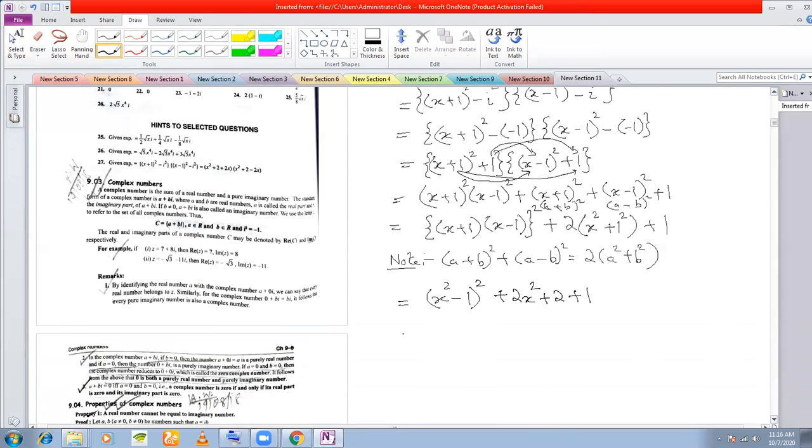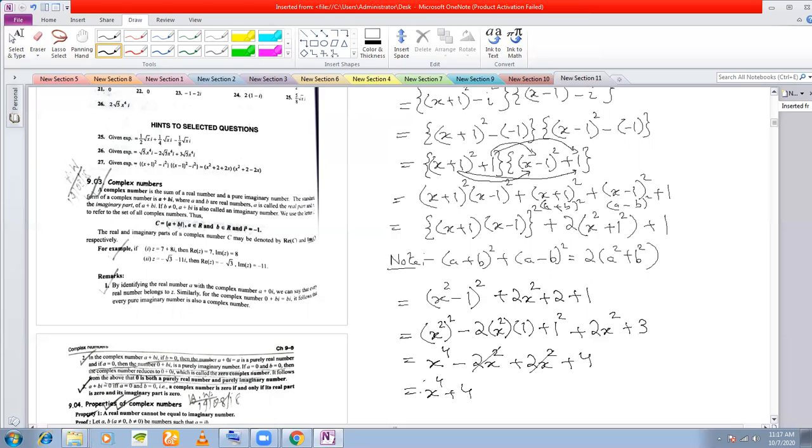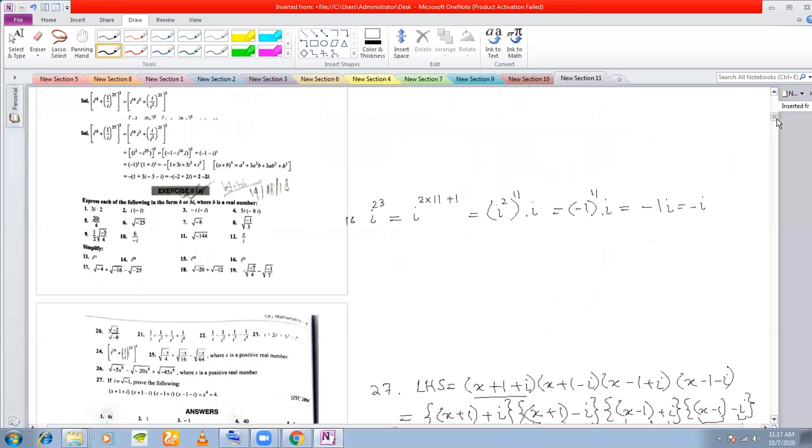Now you expand this by the a minus b whole square formula. A square minus 2ab plus b square plus 2x square plus 3. This becomes x to the power of 4 minus 2x square plus 2x square plus 4. These two cancel. You simply get x to the power of 4 plus 4, which is what you wanted to prove, RHS. Okay. Any questions?